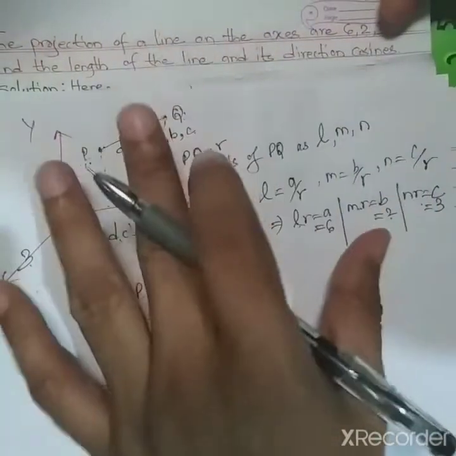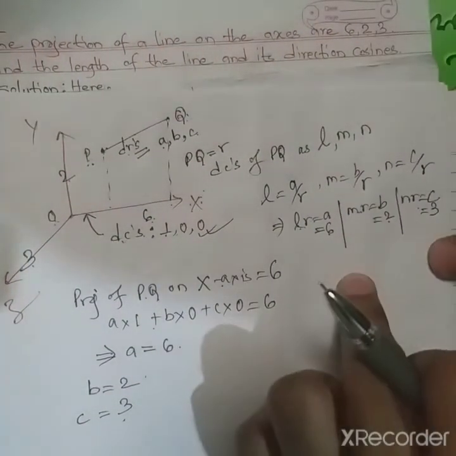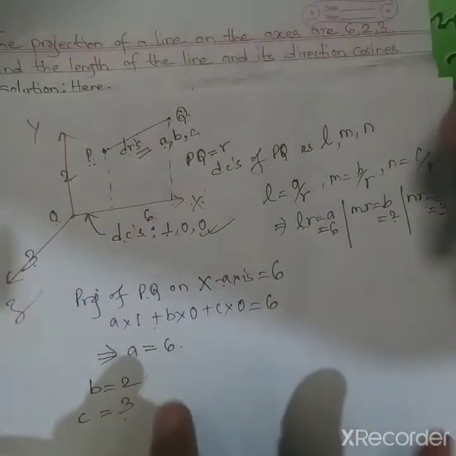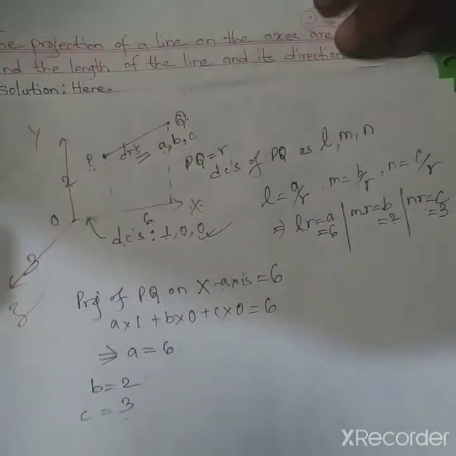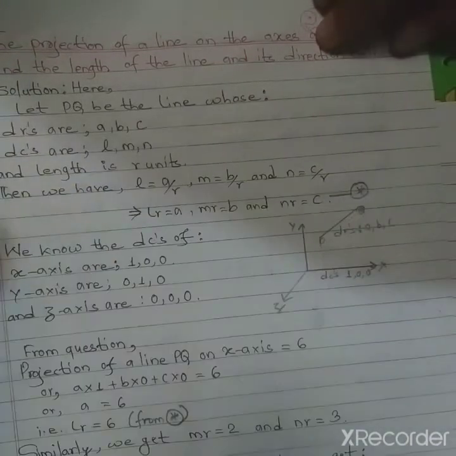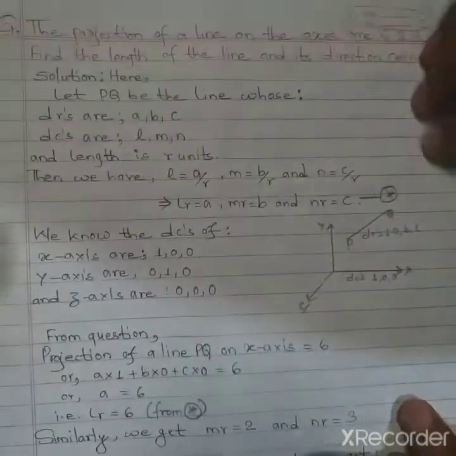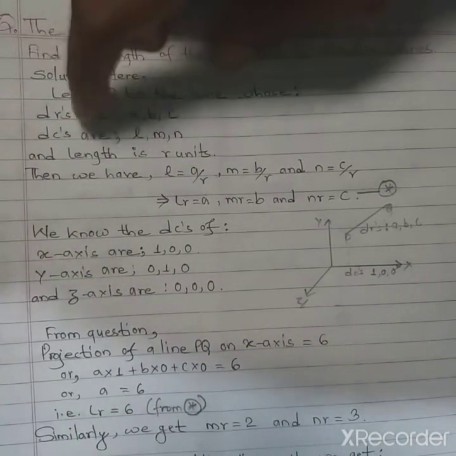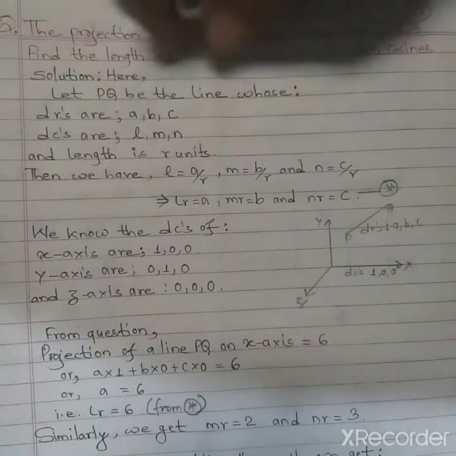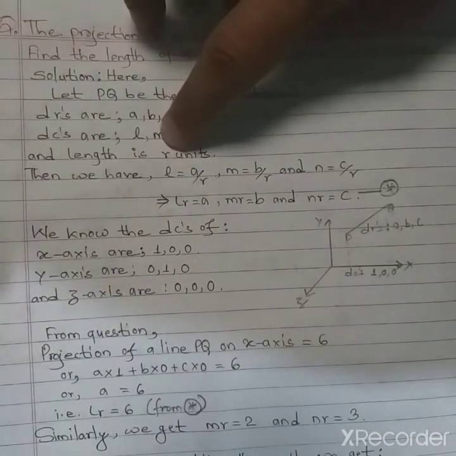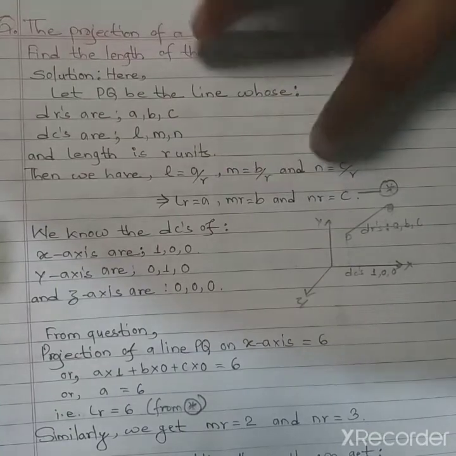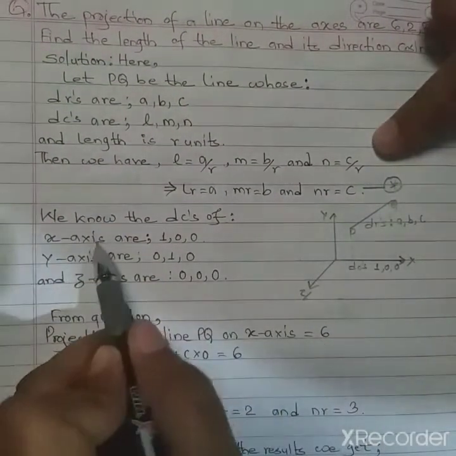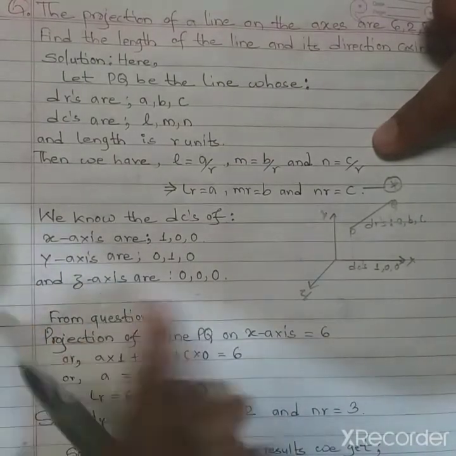So the solution of this question goes like this. Hope you understand up to here. If you didn't understand, repeat it, see it again, and you will understand. So here goes the solution. I have considered the line PQ whose direction ratios are A, B, C and direction cosines are L, M, N, and the length of PQ as R units. So L equals A by R, M equals B by R, N equals C by R. You already know this relation. We know the direction cosines of the x-axis, y-axis and z-axis are like this.